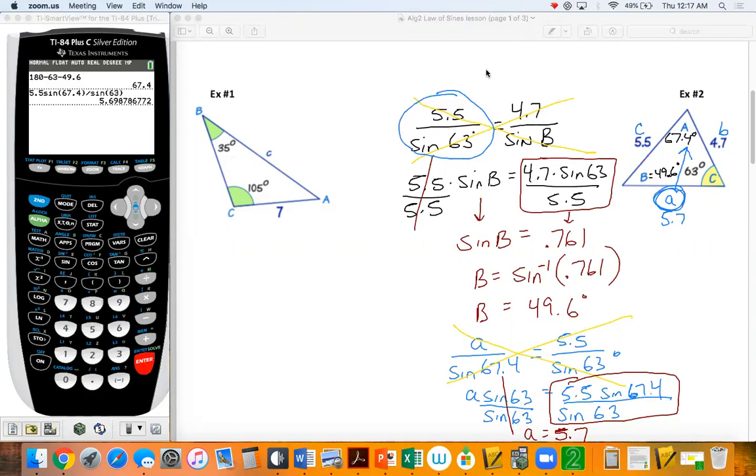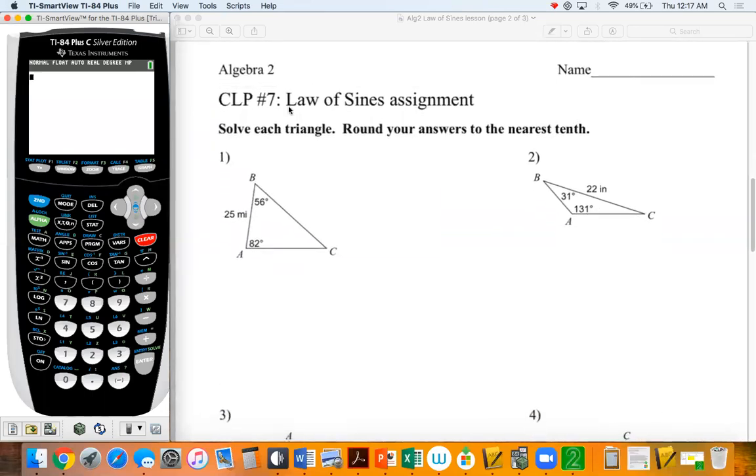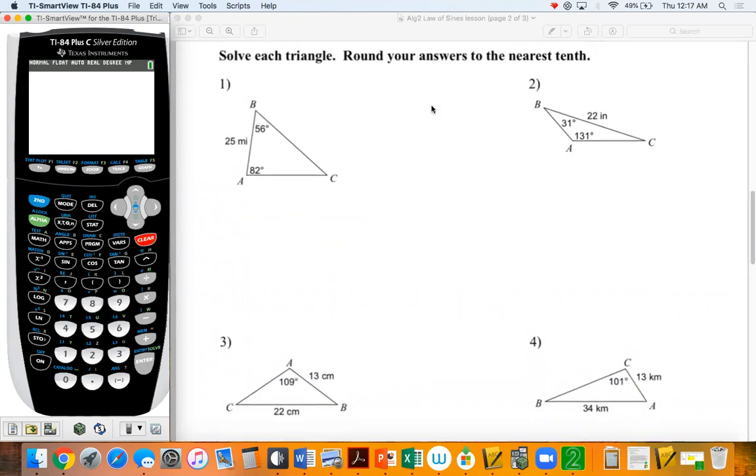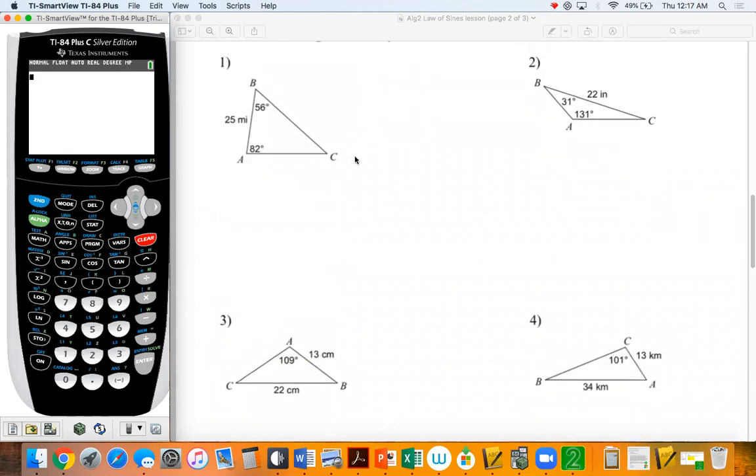So let me give you just a brief overview of what your assignment looks like, and then you can end this video if you'd like. Your assignment today, my Algebra 2 students, is Continuity Learning Plan assignment number 7, Law of Sines. You have 4 problems here where it says solve the triangle, which means that you need to find all 3 angles and all 3 sides, just as I chronicled in the prior 2 examples.